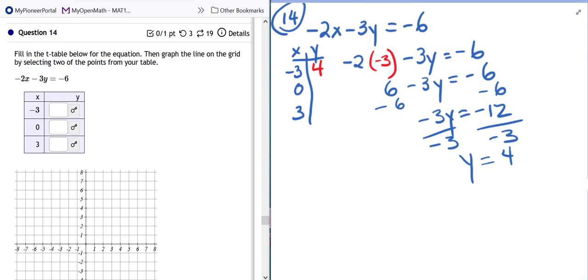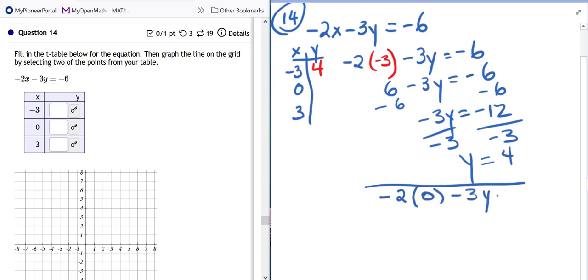Now, the nice thing, next one they're going to give us a 0 to plug in. If you plug in 0, it's going to wipe out that whole piece. And so you're just going to have negative 3y. I'll write it, but you can get out of writing it. So this is gone. So you have negative 3y equals negative 6. Divide by negative 3, and you get y equals 2.